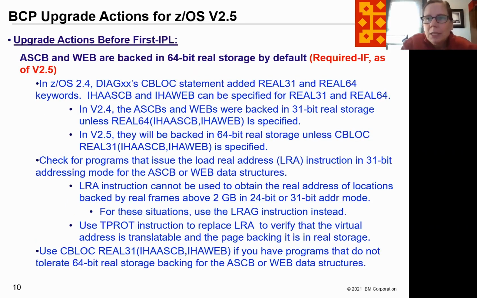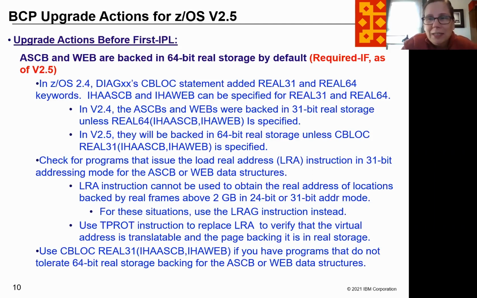The next set of defaults that we've got in z/OS BCP is that we are going to back the ASCB and the WEB, the work element block, into 64-bit real storage. Previously, these were backed into 31-bit storage. So we want to do something with virtual storage constraint relief here to help with this. And that is why we'll move it into 64-bit real storage.